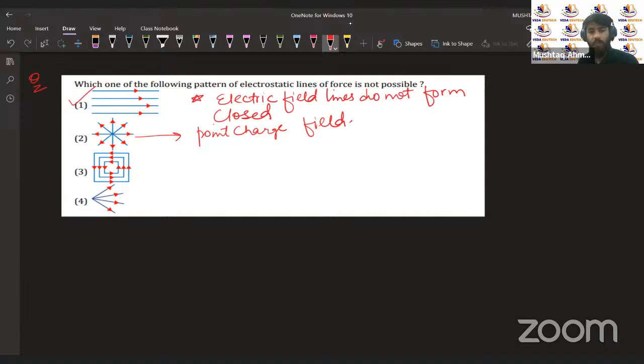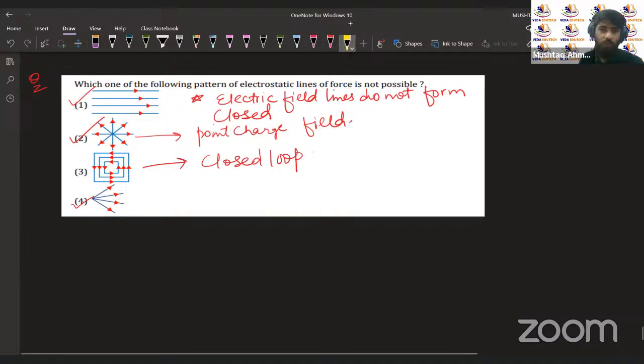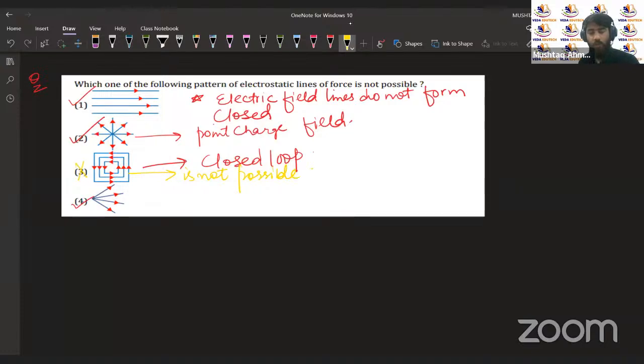So option number 2 forms the electric field lines due to a point charge and it does not form a closed loop. So this is a possible electric field. And option number 4 is also a possible electric field. But in option number 3, you can see that the electric field lines form a closed loop. And we know that electric field lines due to static charge do not form closed loops. So this option is not possible, because it forms a closed loop.